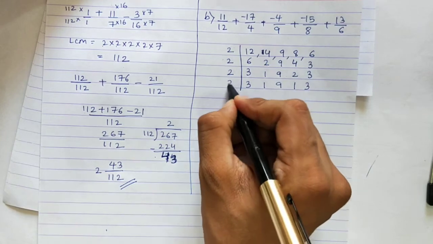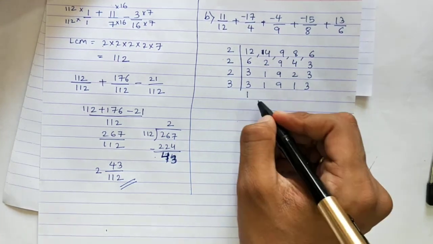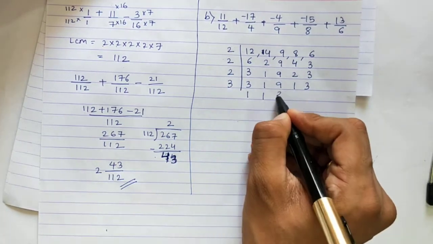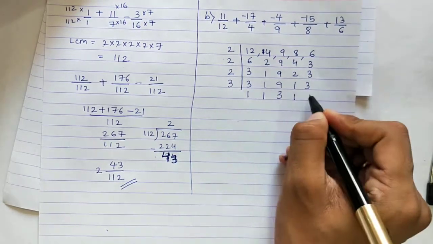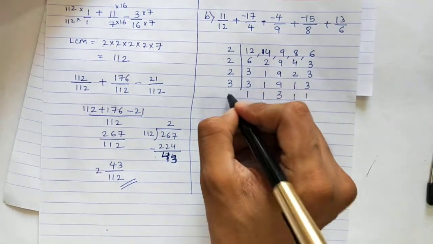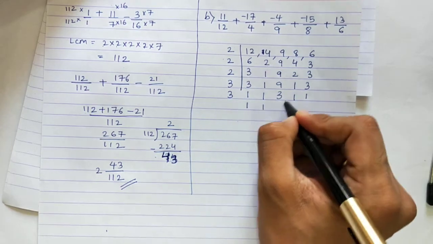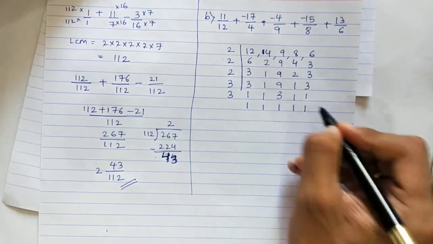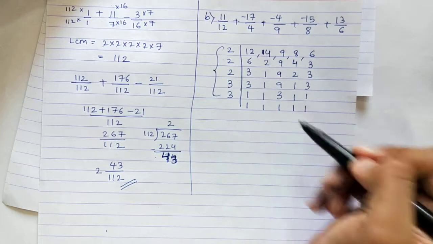Now we'll take 3. So 3 1s are 3. This 1 will come as it is. 3 3s are 9. 3 1s are 3. One more 3. 3 1s are 3. So this is the LCM.